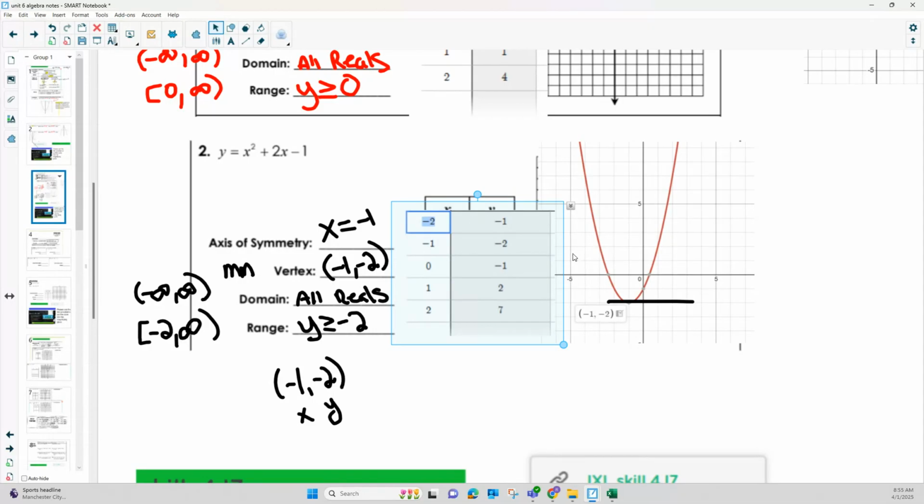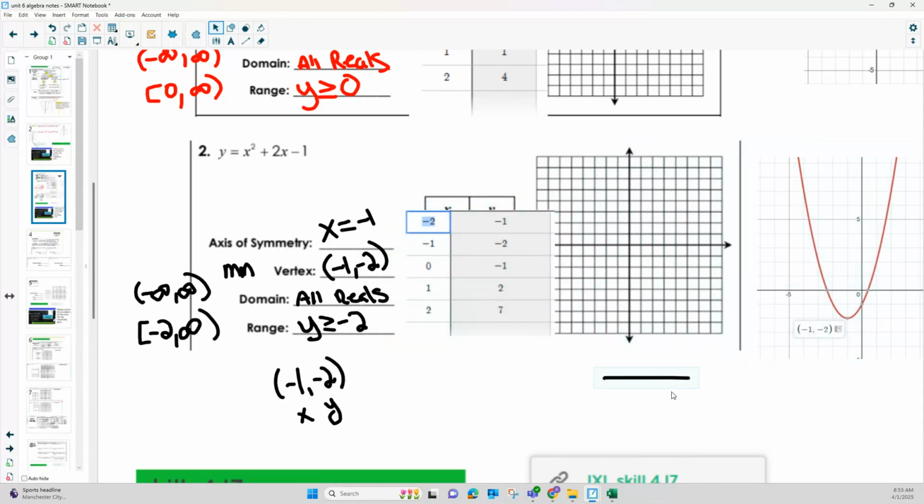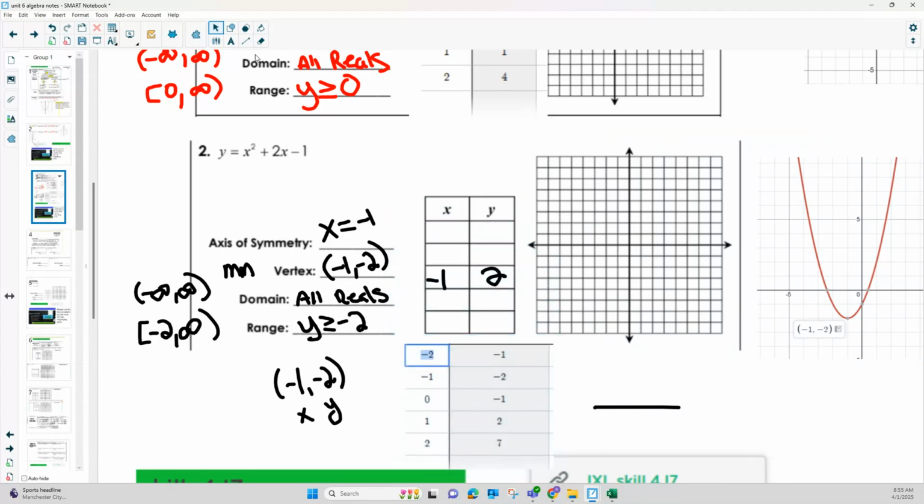Let's graph this by hand. So I always make my vertex first. That's why it's important to put that. -1, -2, sorry, I didn't put the negative in there, is going to be down here. 0, -1, right here. -2, -1, right here. 1, 2, go to the right one, go up 2.